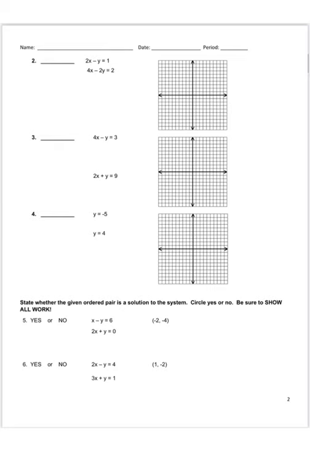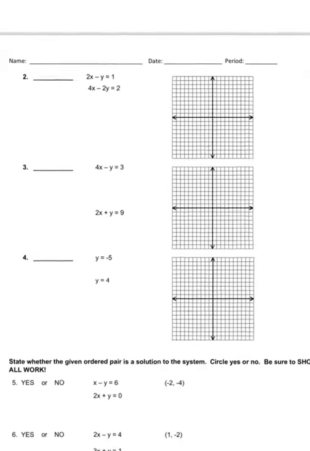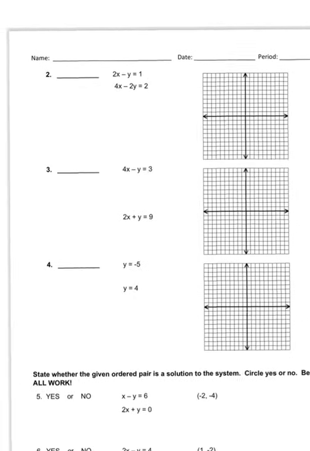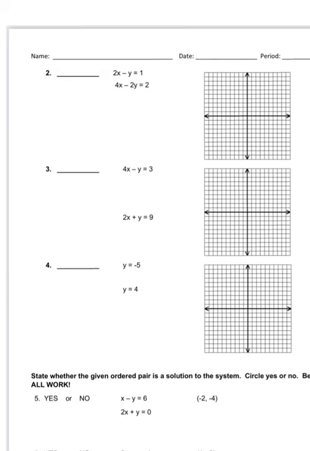Okay, let's get started with page 2 of our notes. So we're going to do problem number 2. Before you graph an equation, it's important to put that equation into y equals mx plus b form. So if you'll just write yourself a note on the top, you want to make sure you're in y equals mx plus b form. That is slope-intercept form.